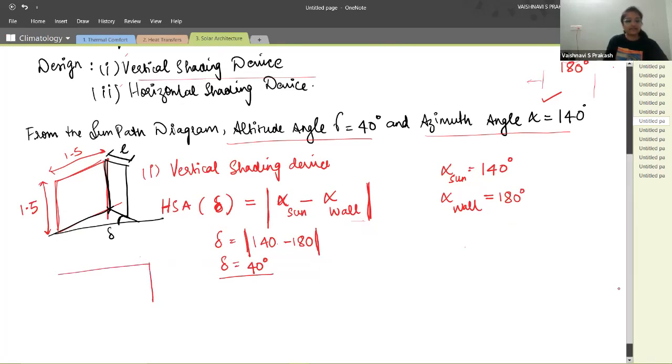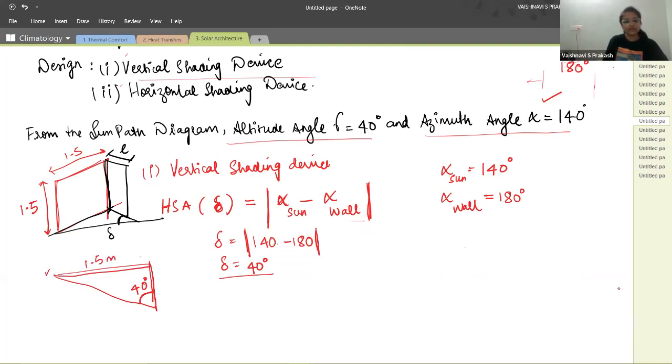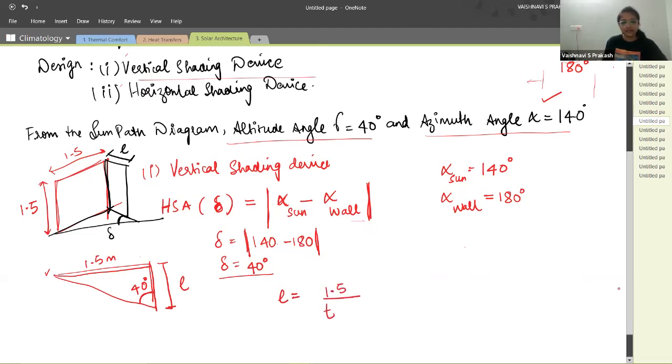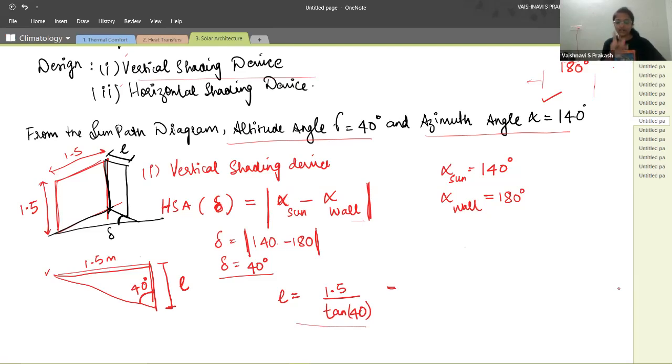If we take this triangle again, this is 40 degrees. This we know from the question is 1.5 meters. We need to find out L. So L will be 1.5 divided by tan 40, like we discussed previously. Can anybody find out and tell me what the answer for L is? It's 1.5 by tan 40. You know how we got this, right? It's opposite by adjacent, which is 1.5 by L. 1.5 by L is tan 40, and then you just transpose.